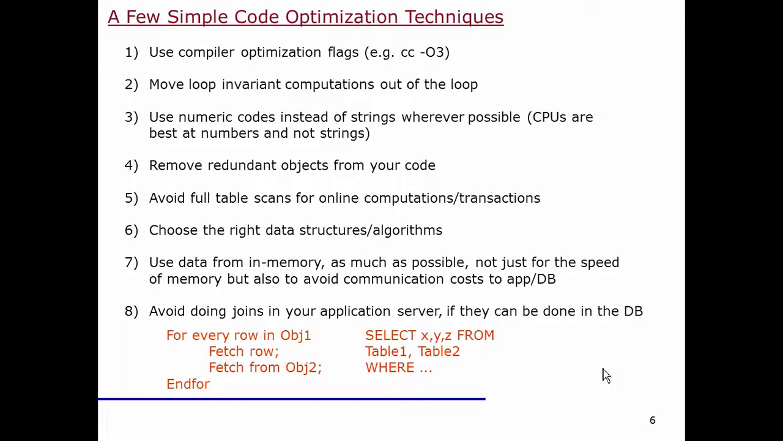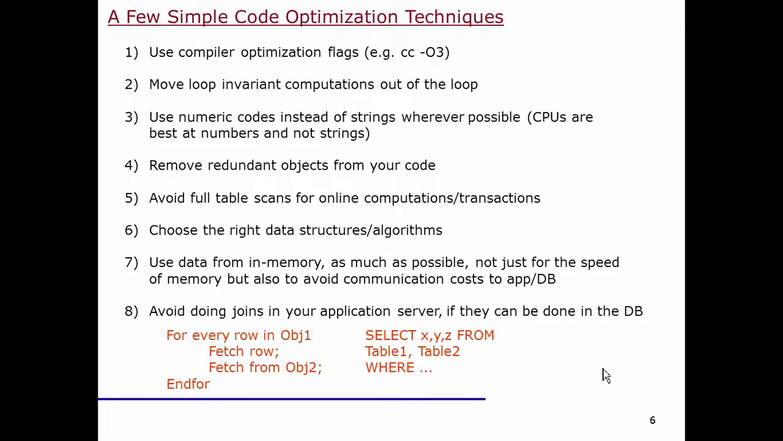There's also a whole lot of memory available in computers today, so try to make sure that a lot of data is available in memory, whether you build your own custom data structures or you use some third-party tools. Not only do these help speed up access, it also avoids costly communication from applications to databases.